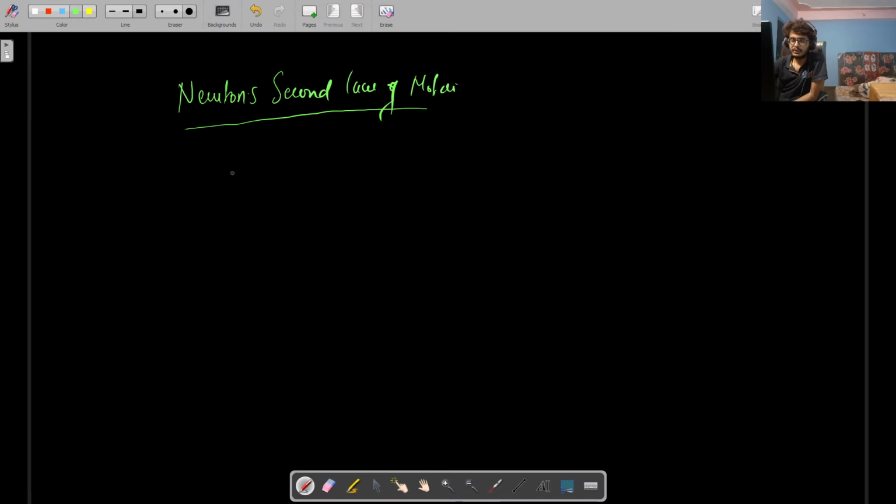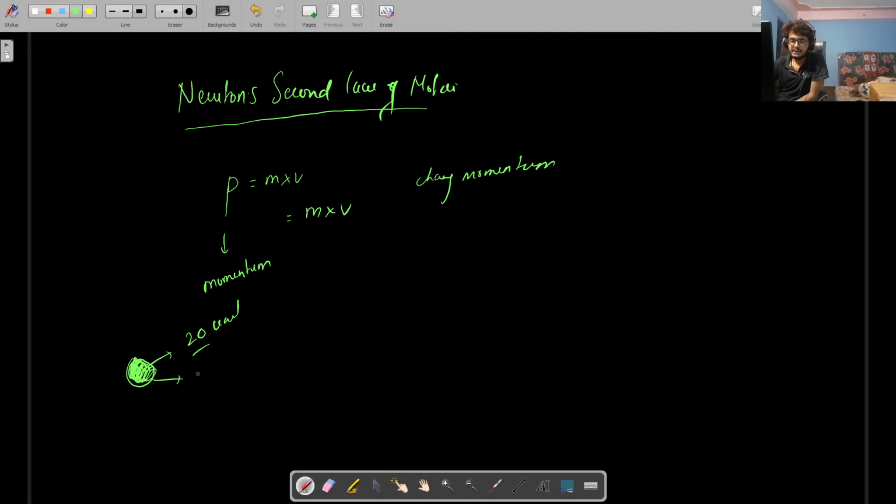To understand the second law of motion, we need to understand what momentum is. P is called the momentum of a body, and it is always the product of the mass of the body and the velocity of the body, right? So if you want to change momentum, say I have a 5 kilo ball in my hand, and initially it has a momentum of 20 units, whatever it is, and I want to change the momentum to 40 units.